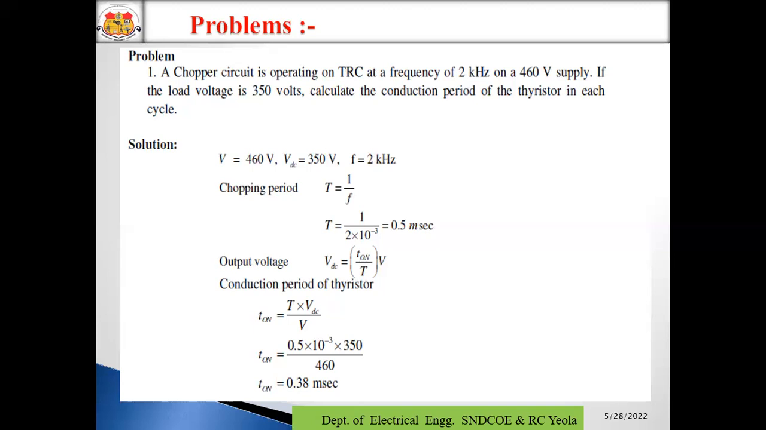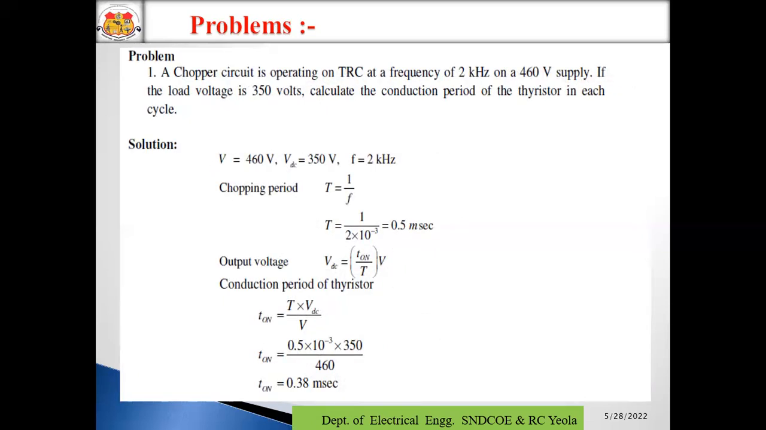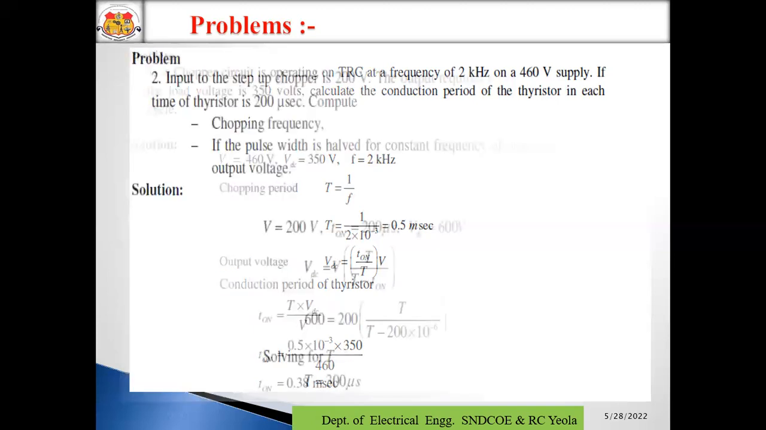In this numerical problem, we had to calculate the conduction period of the thyristor in each cycle. So this is the conduction period T on, that means the on time of the thyristor.